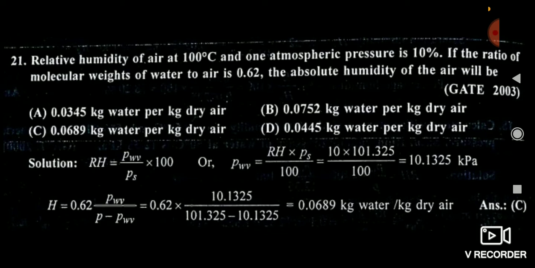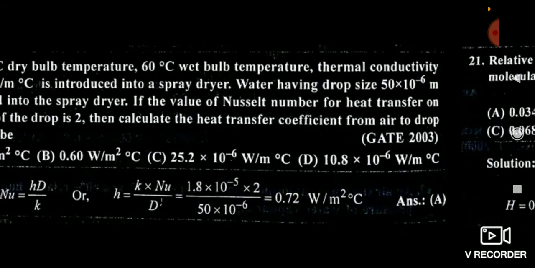And friends, after this it is asking about the humidity, meaning absolute humidity. Wherever we use H, the formula is 0.62 into PWV divided by P minus PWV, that is the absolute humidity. This is our absolute humidity, and relative humidity is the ratio of partial pressure of water vapor divided by partial pressure of water vapor at its saturation capacity. So you have to remember these differences. Simply put all these values in the formula and you will get the answer, that is absolute humidity equal to 0.0689 kg water per kg dry air.